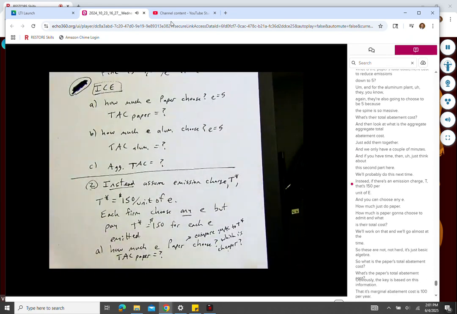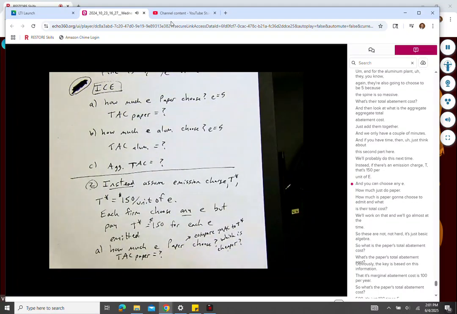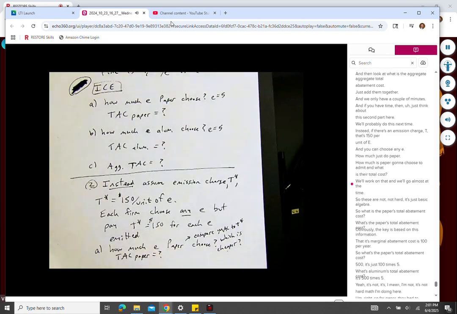Instead, if there's an emission charge, T star, that's 150 per unit of E, and you can choose any E, just do paper: how much is paper going to choose to emit, and what is their total abatement cost? So work on that and then we'll go over answers. I'm almost out of time.